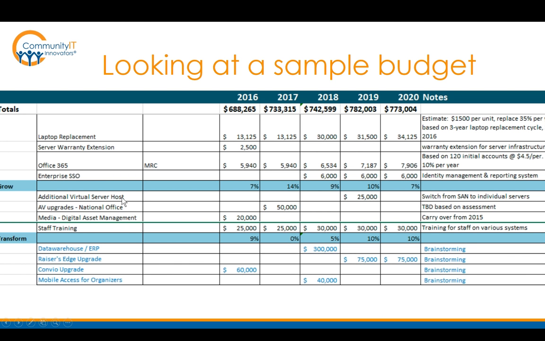Notice the line that has a little green above it that shows the staff training. Oh, I should mention here, this is organized by Run, Grow, and Transform. There's quite a bit above what we're seeing here that is cut off. So above laptop replacement is rows and rows of other things that are all part of Run. Run on this budget is by far the largest category.